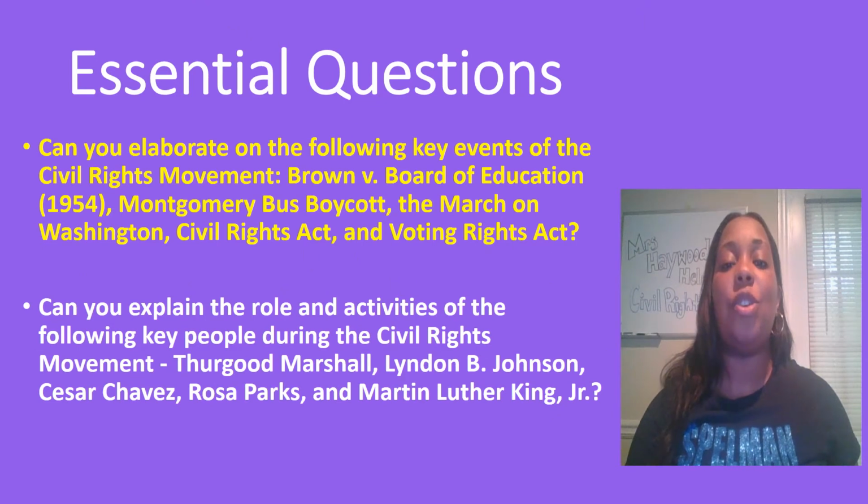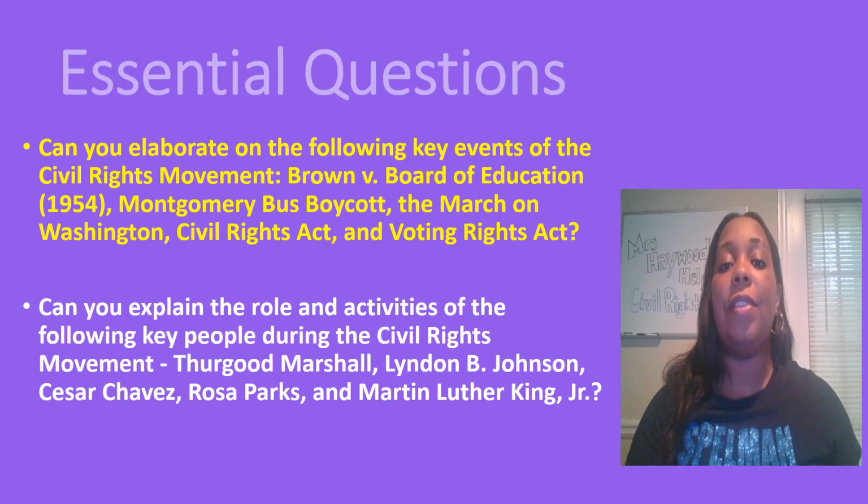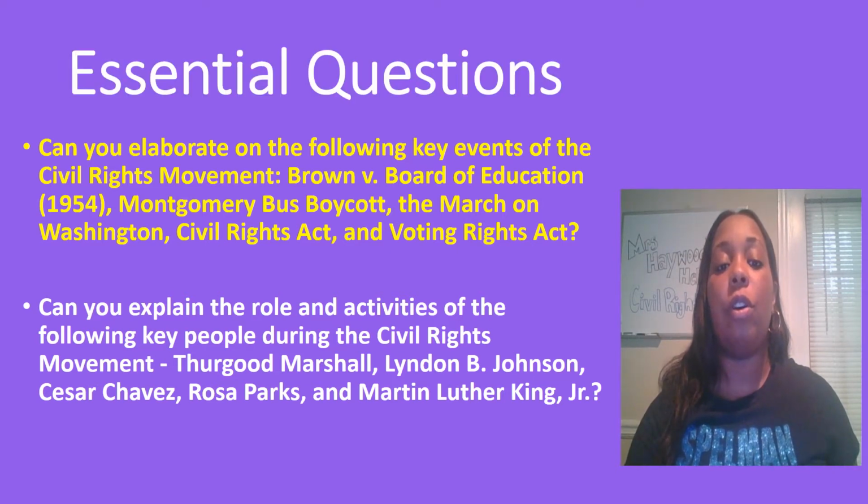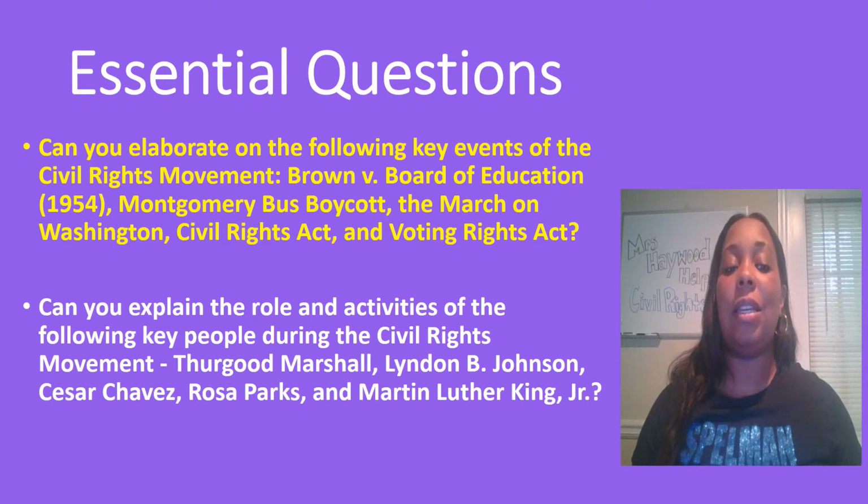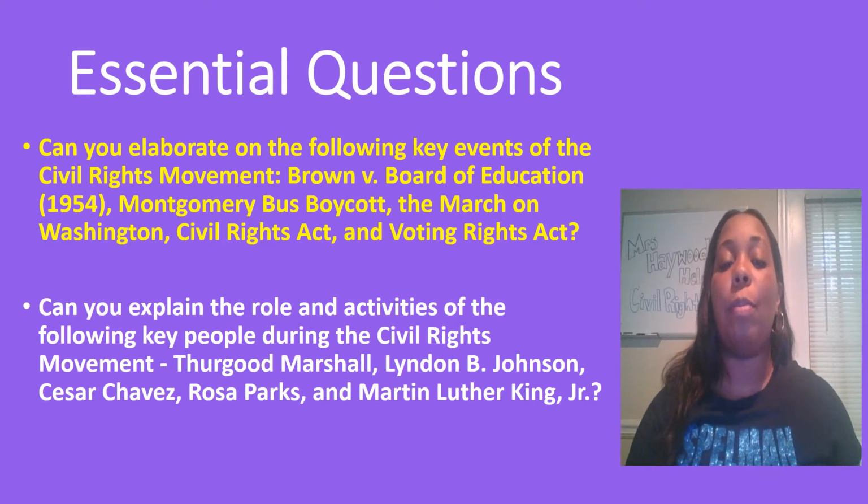There are two essential questions for this unit. The first is, can you elaborate on the following key events of the Civil Rights Movement? Brown versus Board of Education, Montgomery bus boycott, the March on Washington, the Civil Rights Act, and the Voting Rights Act. The second question is, can you explain the role and activities of the following key people during the Civil Rights Movement? Thurgood Marshall, Lyndon B. Johnson, Cesar Chavez, Rosa Parks, and Martin Luther King Jr.